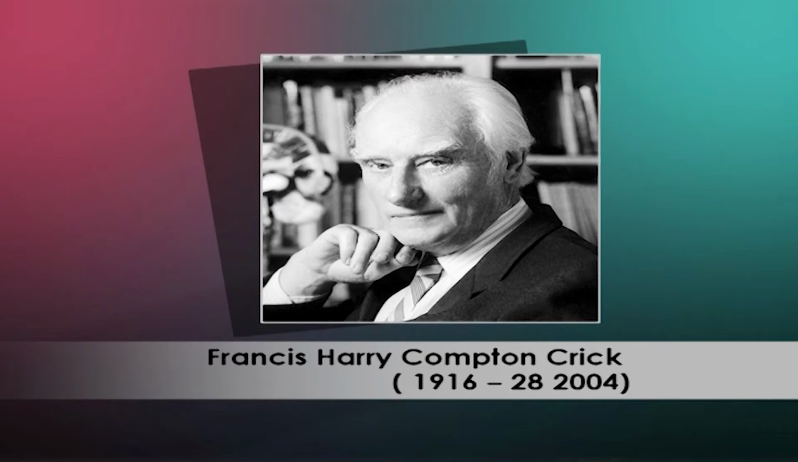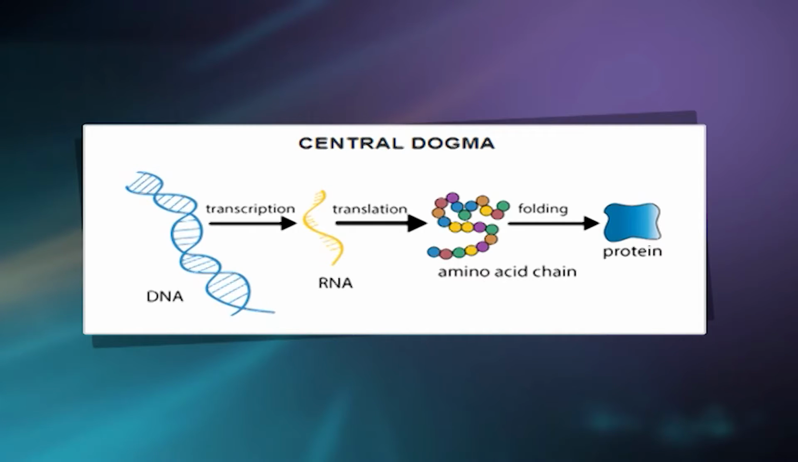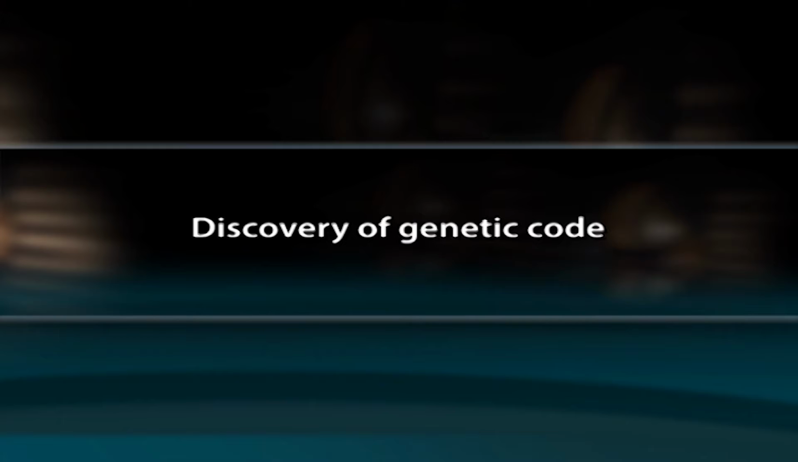Francis Harry Compton Crick, a British molecular biologist, played a crucial role in research related to revealing the genetic code along with Sidney Brenner. He is widely known for the use of the term central dogma. The central dogma of molecular biology states that the flow of information is unidirectional.